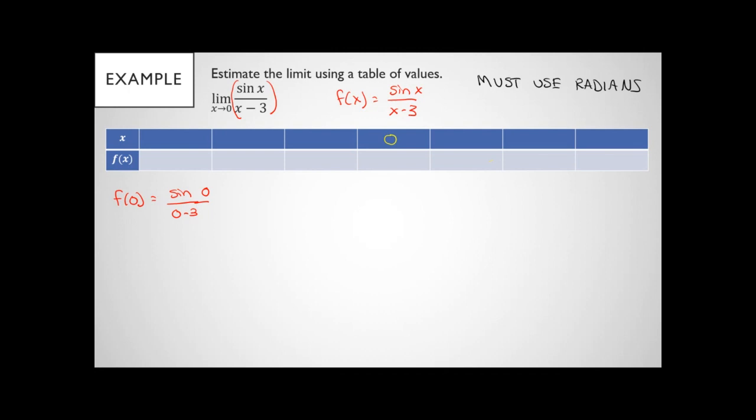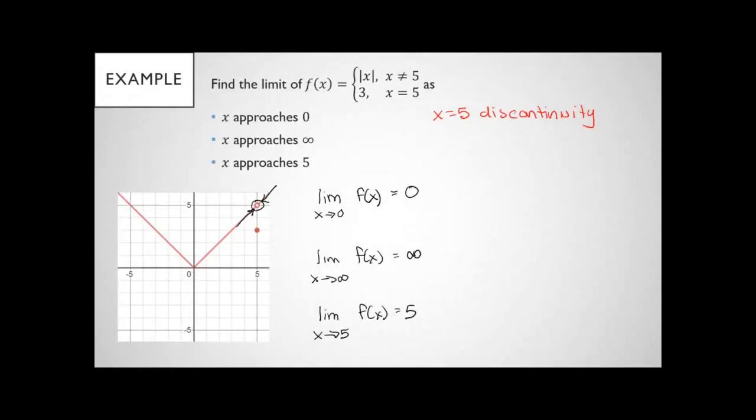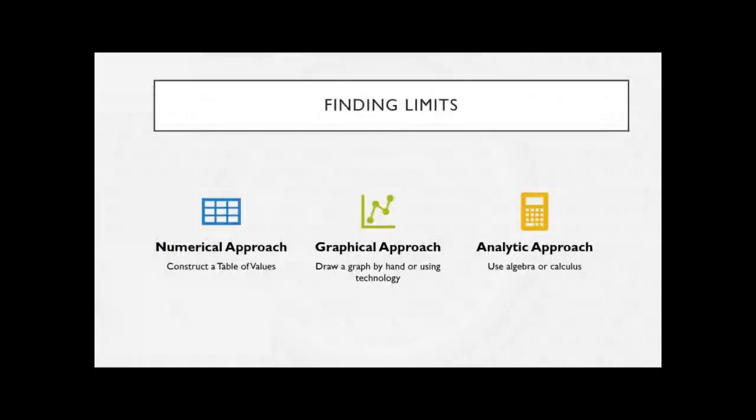So sine of 0 is 0. So that's 0 divided by negative 3, so that is 0. So you would think, okay, the limit should be 0, but we should verify by picking numbers on either side. Because as you saw here, the actual function value didn't match if you looked from left to right. So you have to make sure the pattern holds as well.